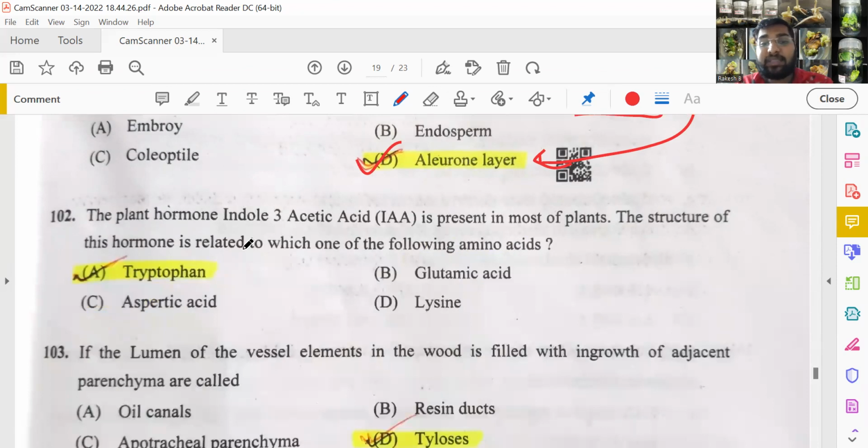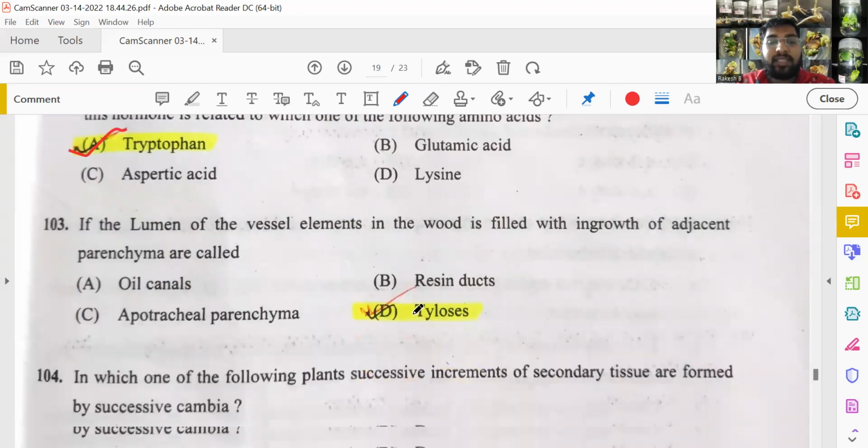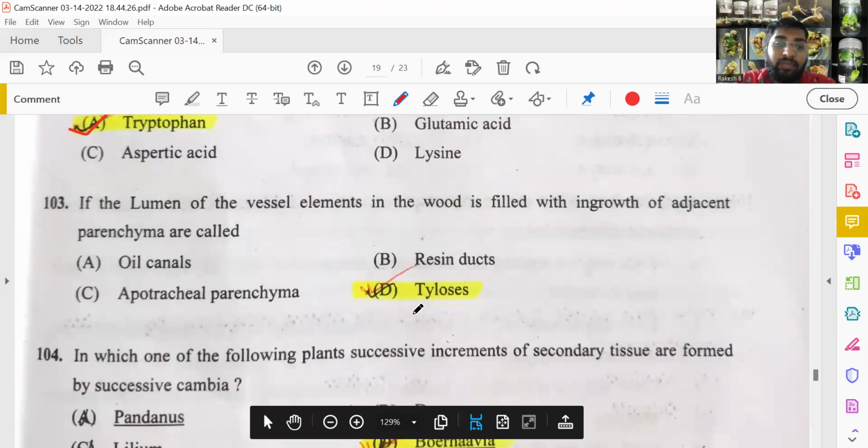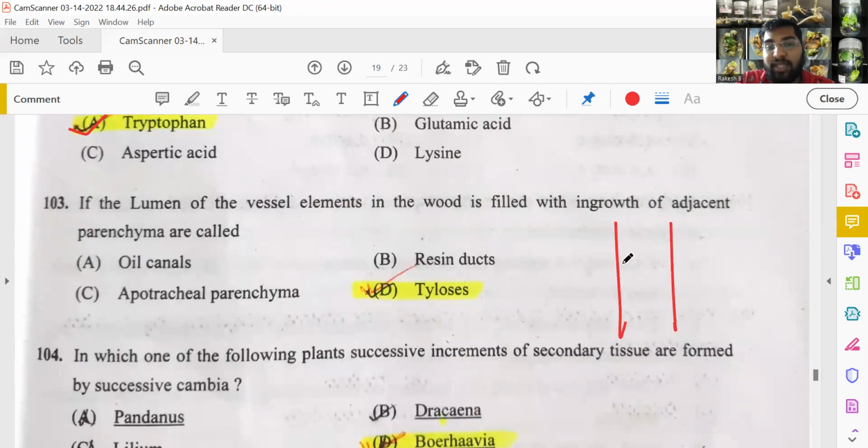Indole 3 acetic acid is present in most of the plants. The structure is related to which of the amino acid? IAA is obtained, or the precursor for IAA is the tryptophan. So definitely its structure will be related to tryptophan. That is the right answer. If the lumen of the vessel in the wood is filled with the ingrowth of parenchyma tissue, it is called as tylosis. So if you have a xylem vessel, there will be ingrowth of balloon-like structure. These are called as tylosis. These are generally found in the gymnosperm. Very important question this is.